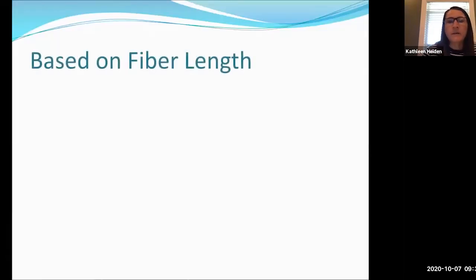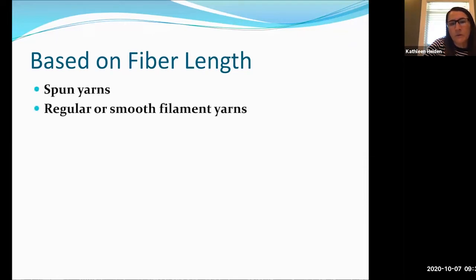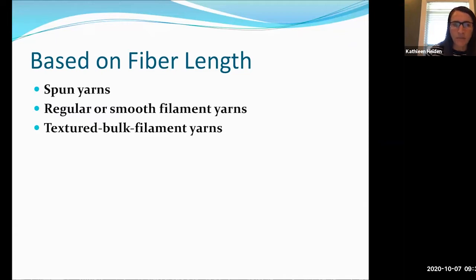Right. So if we look at classifying yarns based on fiber length, we looked at these last time. We have spun yarns, we have regular or smooth filament yarns, and we have textured bulk filament yarns. Our spun yarns, remember, are made from our staple fibers. Our filaments are made from our filaments. They can either be mono or multi-filaments. And then our textured or bulk yarns are those where we've added crimp or texture to those yarns to either increase the bulk or the elongation properties of those yarns.